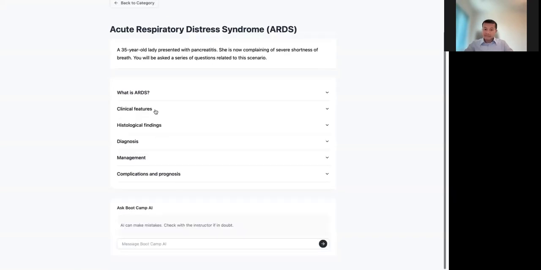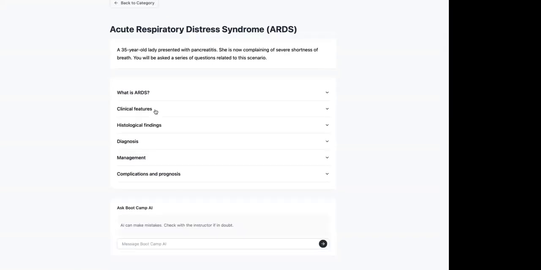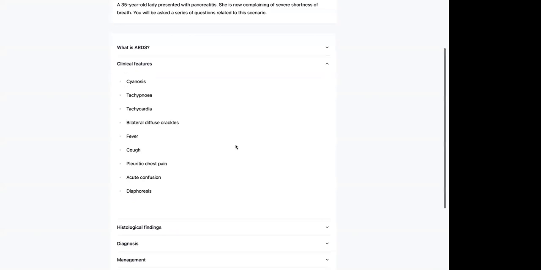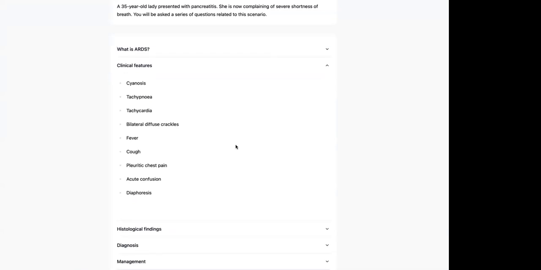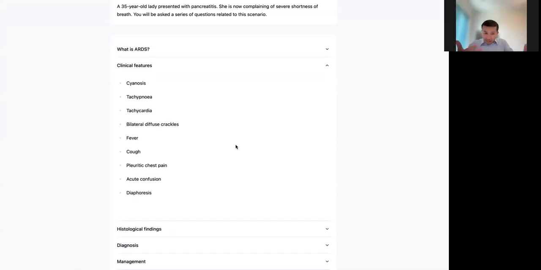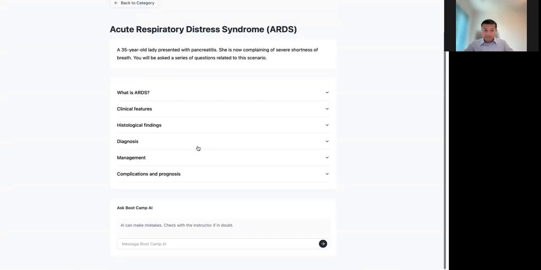What are the clinical features? Cyanosis, tachypnea, fever, cough, pleuritic chest pain, diaphoresis, bilateral crepitations, tachycardia. That's correct, right? So in short, these are severe signs of respiratory distress: cyanosis, tachypnea, tachycardia, crackles, fever, cough, chest pain, confusion, diaphoresis, coma, and if you don't treat it, the patient will die. Death.